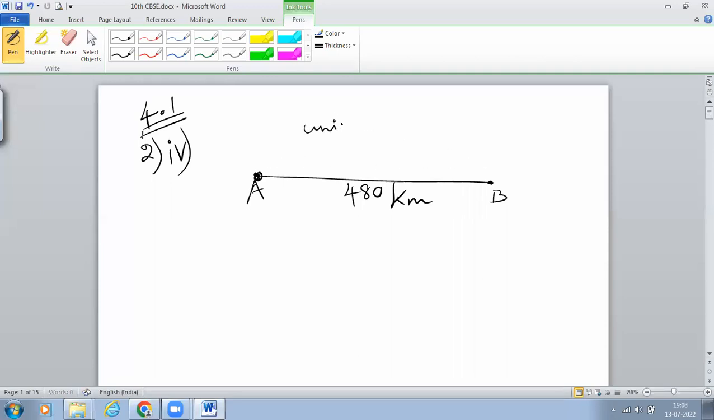So this uniform speed is what we have to find, because the question asks us to find the speed of the train, that is the uniform speed. This is the unknown. So let this uniform speed be x, x kilometer per hour, because the unit of speed is kilometer per hour, right? So we have to find the value of x.